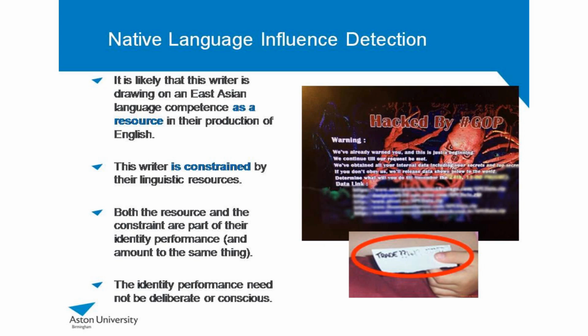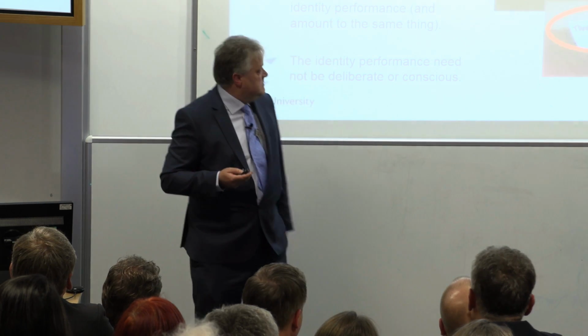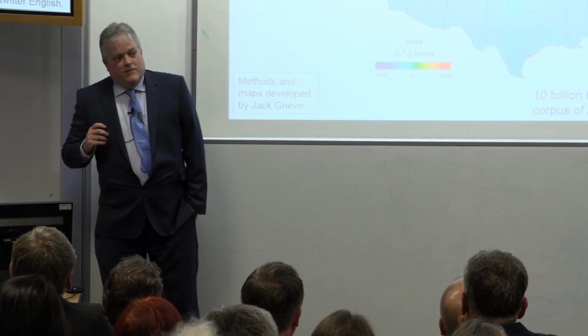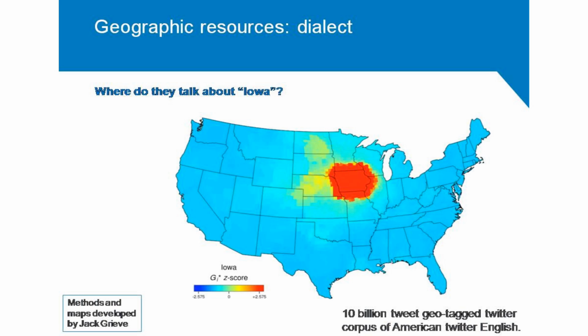Not everyone who's writing in English on the internet is a first language English speaker. We can profile region. This is Jack Greaves' work. Okay, so he's got 10 billion tweets from American English, which are all geotagged. And he does this spatial analysis, and you get this hotspot map, as featured on QI this week. Go back and look at it on iPlayer.